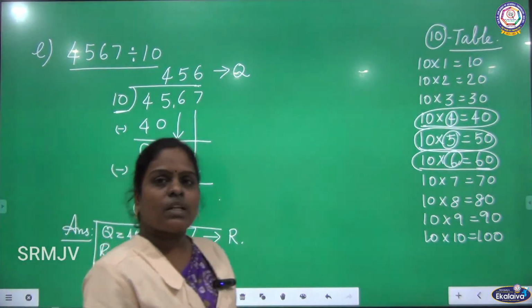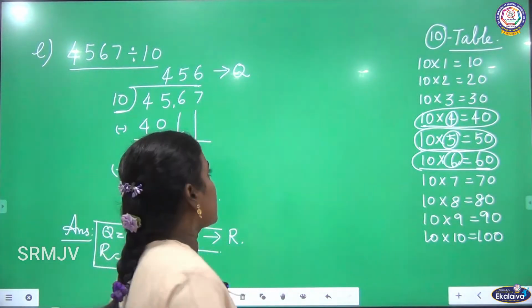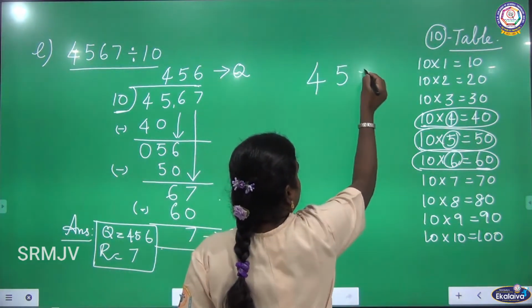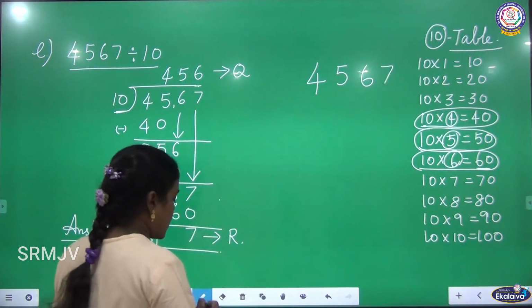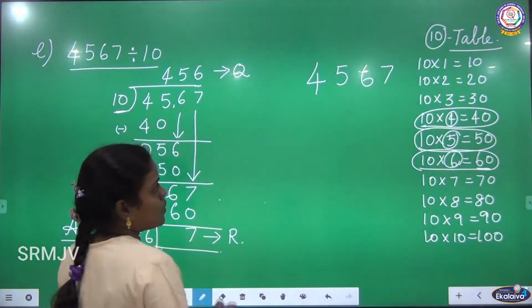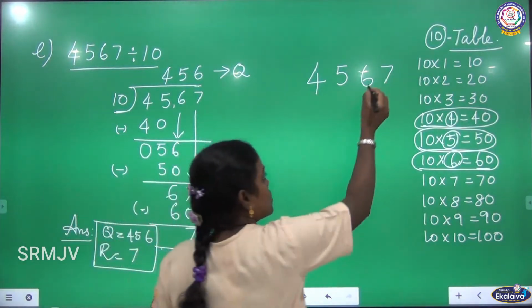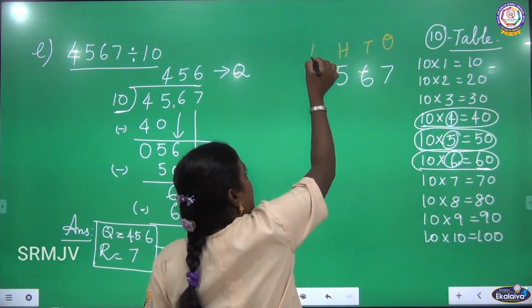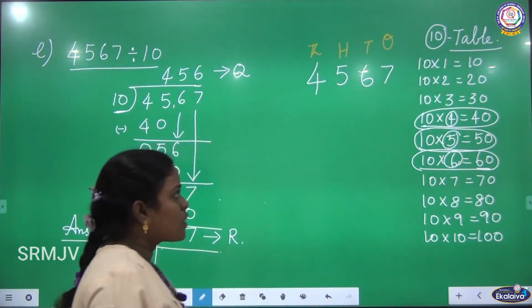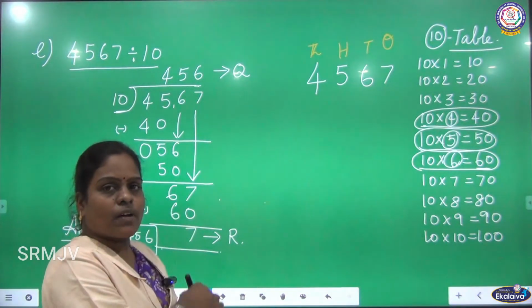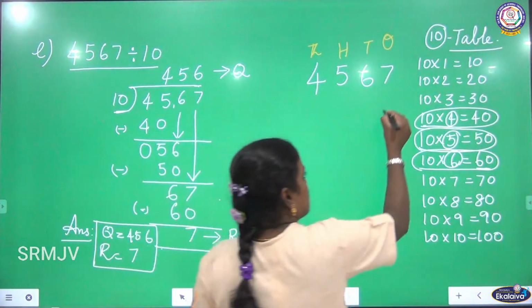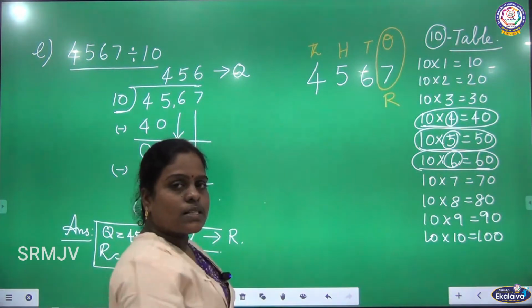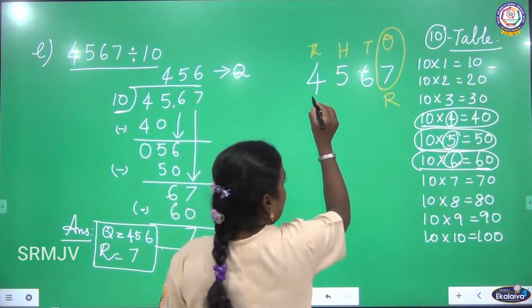Shall we do the same sum in the shortcut method? Yes, write down the numbers. 4567 is the given number. Now write down the place values: ones, tens, 100 and 1000. So we are going to take only the ones place as the remainder, and the rest of the digits are the quotient.